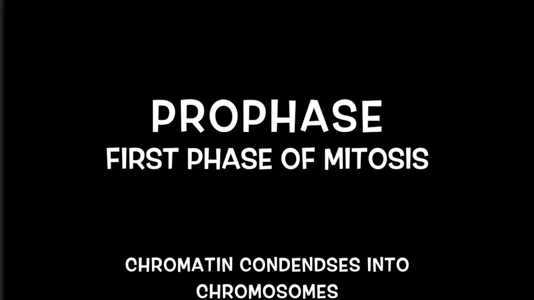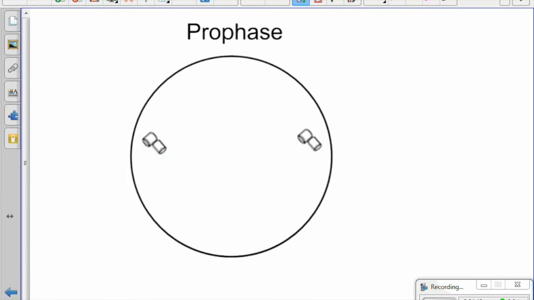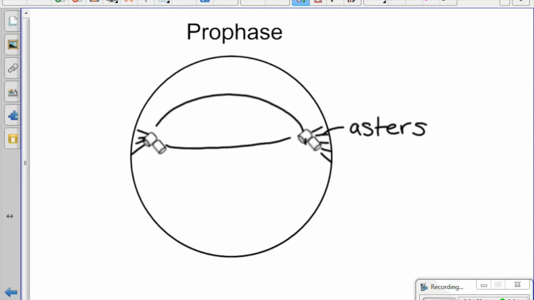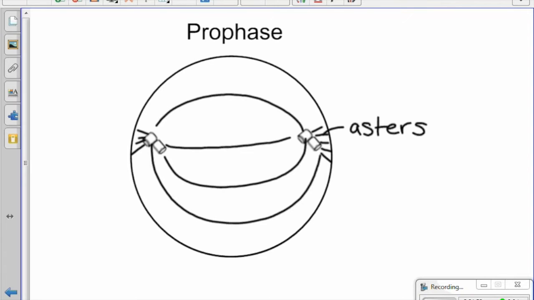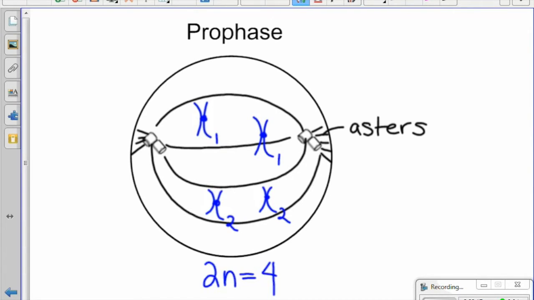Prophase is the first phase of mitosis. You can see that the nuclear membrane and nucleolus have disappeared. The centrioles have moved to the poles of the cells, and they're anchored there by microtubules called asters. Spindle fibers form across the center of the cell, and the chromatin coils up into chromosomes. We have a cell with 2 of each chromosome, so 2N, with a total of 4 chromosomes in the cell.